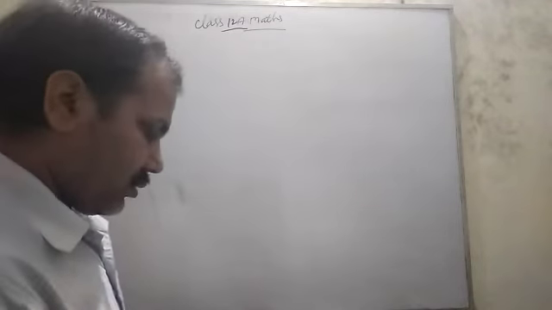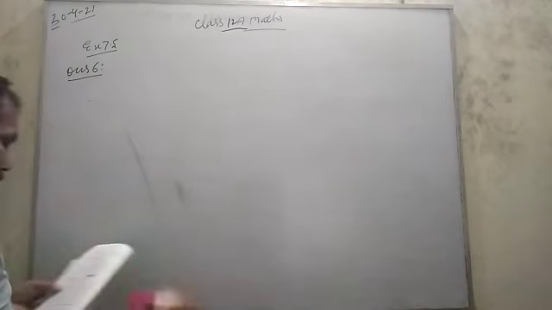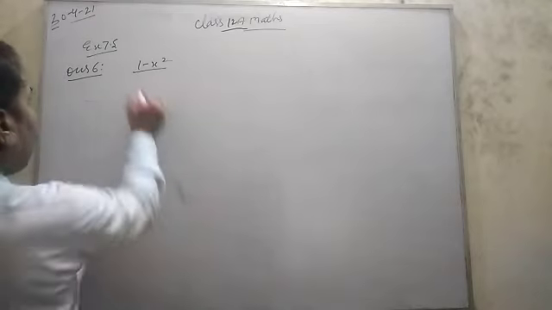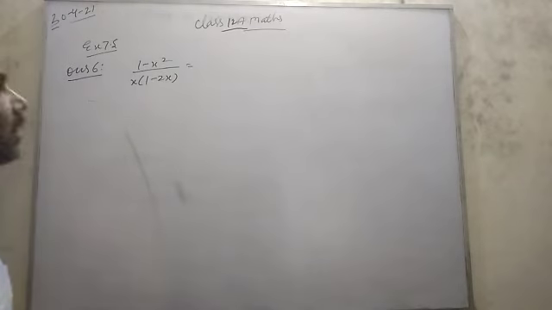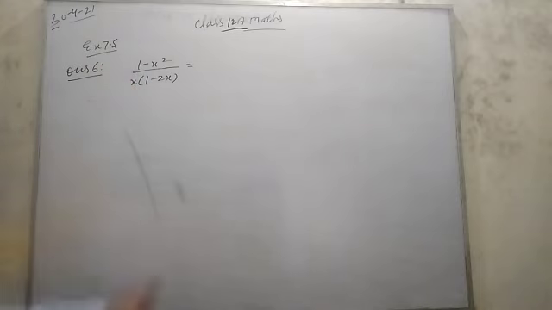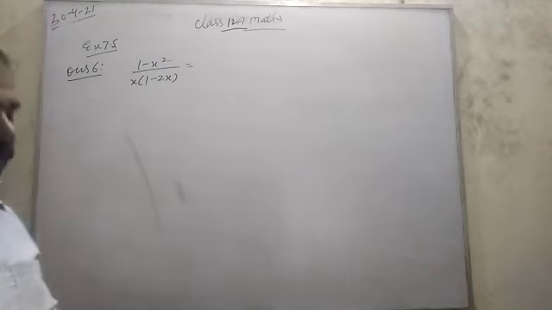So, question 6 you see: (1 minus x square) upon x(1 minus 2x). Here the degree of numerator and degree of denominator are both the same. So if the degrees are the same, in that case, first we divide the numerator by the denominator. By that, the degree of numerator will be less than the degree of denominator.